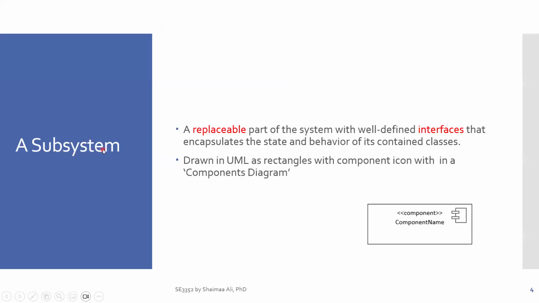Now, a reminder of the concept of the subsystem. It's a replaceable part of the system with well-defined interfaces. So pretty much, a subsystem is an organizational unit that collects related or relevant classes. And we can use the UML notation to represent a subsystem, which is using the component diagram. So in the component diagram, we have the component that represents the subsystem.